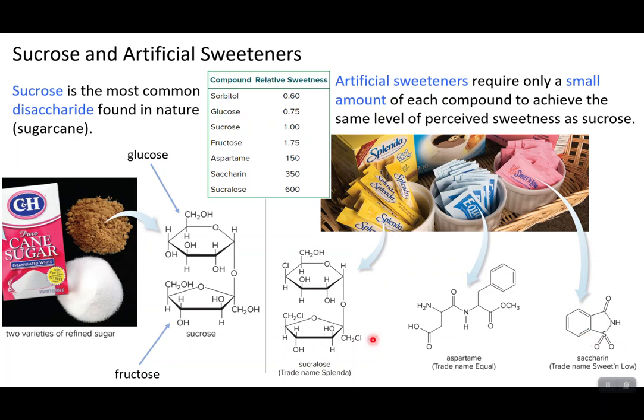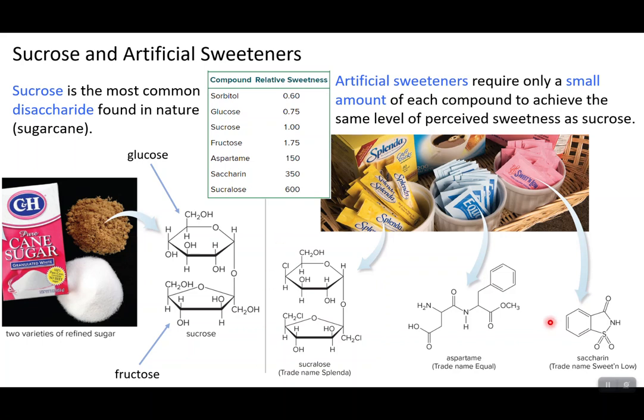So if we look at the sweetness between all of these molecules, you're going to see here that sucrose, which is our table sugar, is our benchmark at 1. You can see that of the constituent monosaccharides, fructose is much sweeter and glucose is less sweet, and so when you combine them together, sucrose is somewhere in between. But if we look at the artificial sweeteners here, like aspartame, saccharin, and sucralose, we can see that sucralose is even 600 times sweeter than table sugar. So this means we need just a very small amount of Splenda in order to get that same level of sweetness. So that means that we can reduce calories if we consume these types of artificial sweeteners.